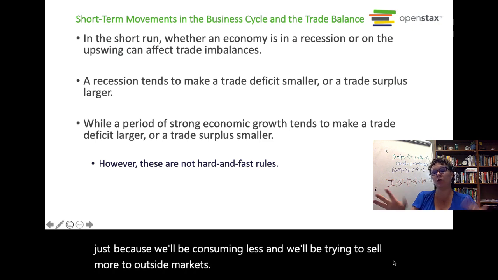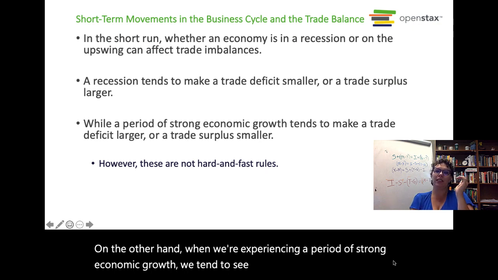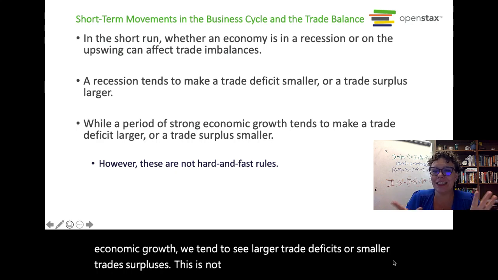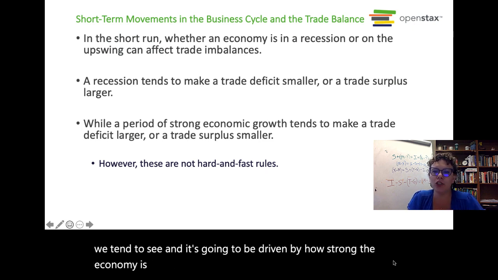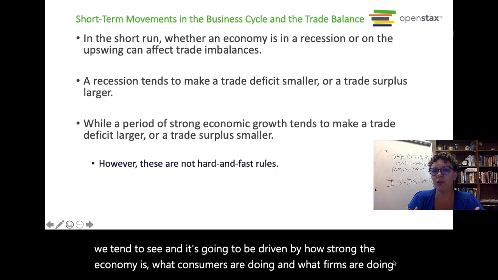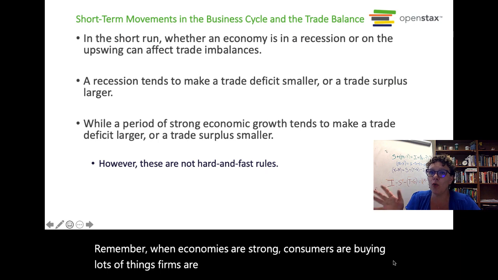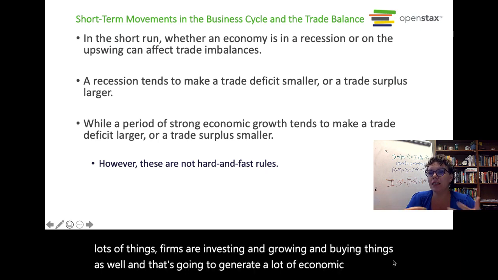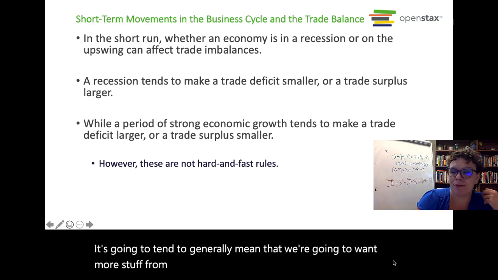On the other hand, when we're experiencing a period of strong economic growth, we tend to see larger trade deficits or smaller trade surpluses. This is not a given necessarily, but it's just a trend we tend to see. And it's going to be driven by how strong the economy is, what consumers are doing, and what firms are doing. Remember, when economies are strong, consumers are buying lots of things, firms are investing and growing and buying things as well, and that's going to generate a lot of economic activity. It's going to tend to generally mean that we're going to want more stuff from other countries.